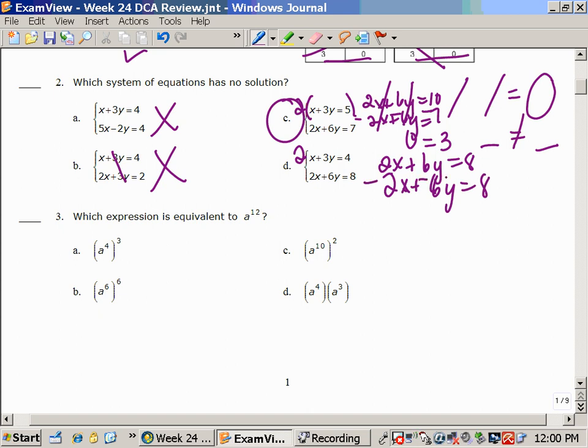Now, if I change all my signs here, everything cancels. That gives you all real numbers, not no solution. So that is not the answer. C is right. All right.